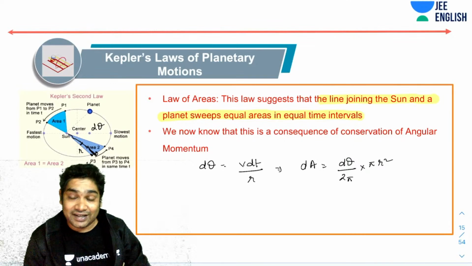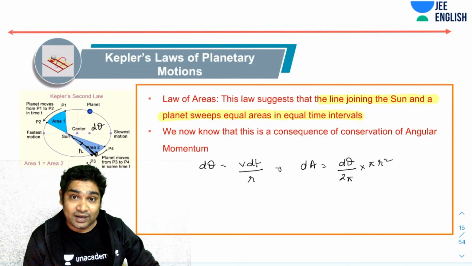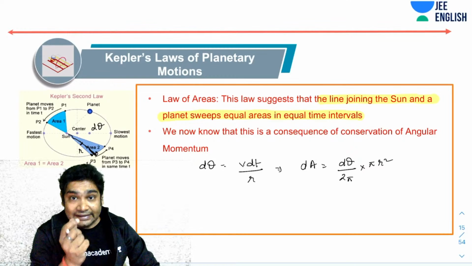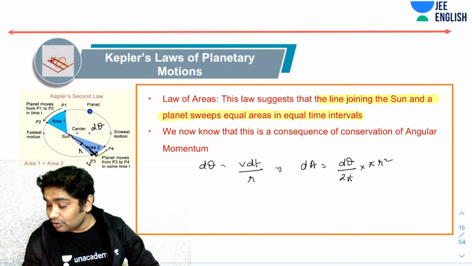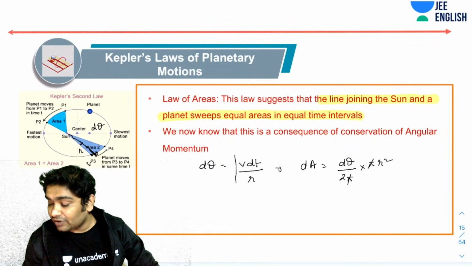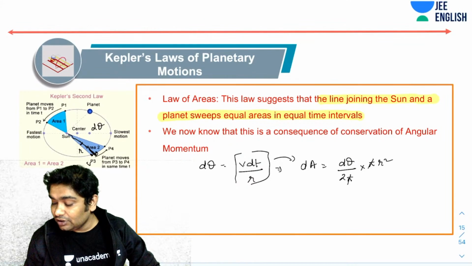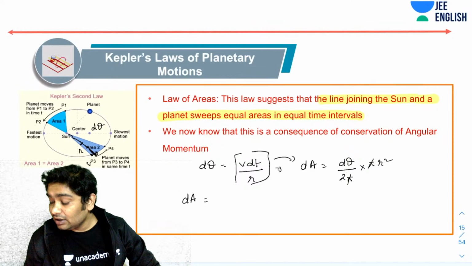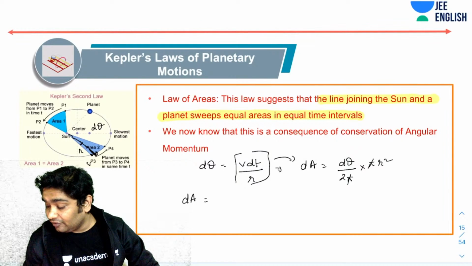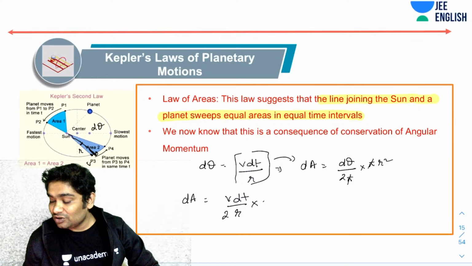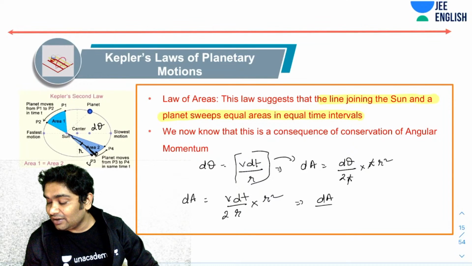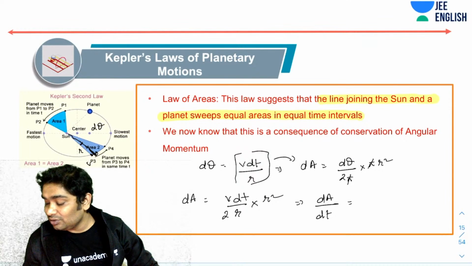That is what you can say. The area of the entire circle would have been pi r square. And since only d theta part has been covered for the circle, this would be dA. Now you can replace this value of d theta over here. When you do that, you will realize dA, the area swept, is nothing but v dt over r squared into r square. So dA over dt becomes equal to vr over 2.